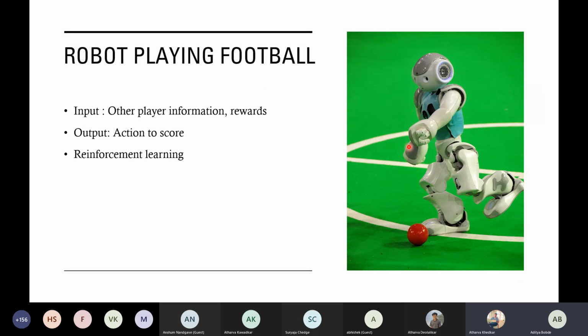So this is how a robot plays. The input is the other player's information, the environment he is watching, how the other player is playing. On the basis of that, he will take some action. So this was the example of reinforcement learning.